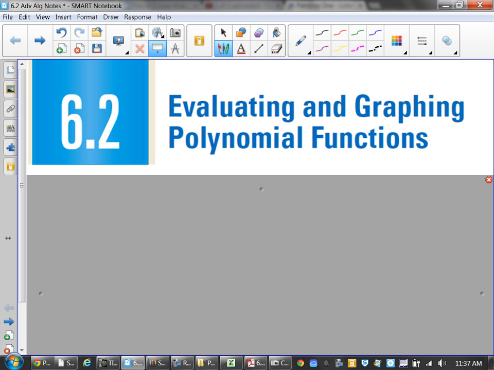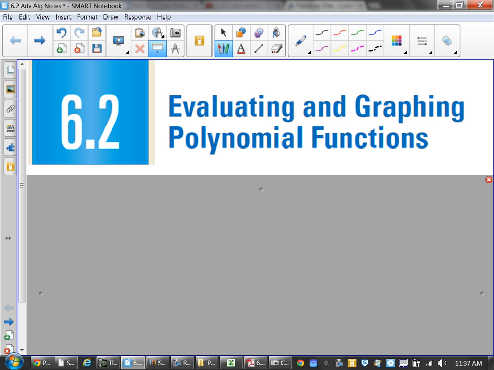The skills that you're about to work on today with the evaluation of polynomial functions is one of the most important skills that you're going to use in this unit. It's something that will allow you to factor. It's something that will allow you to simplify quickly. It is an extremely helpful method of solving some of these problems.